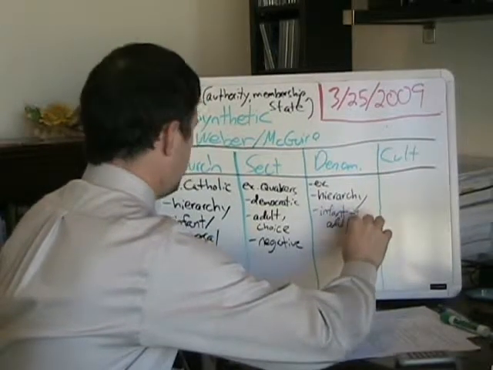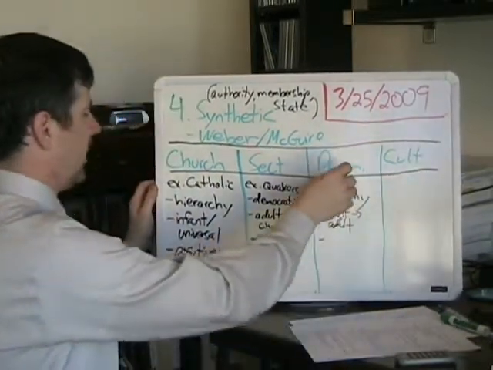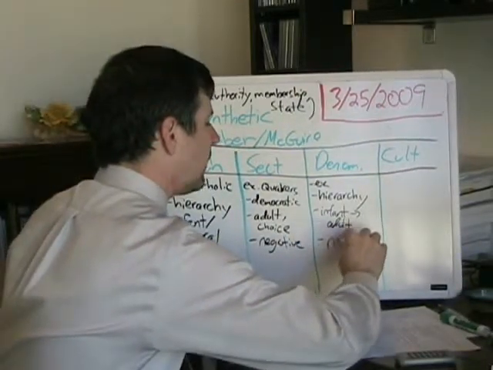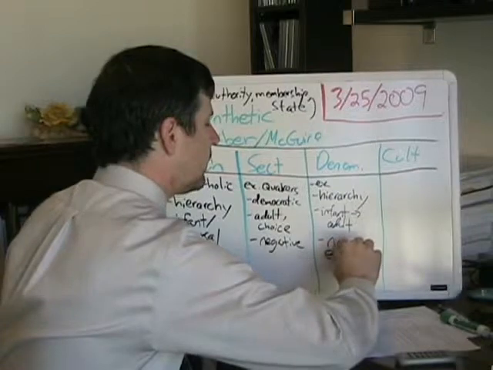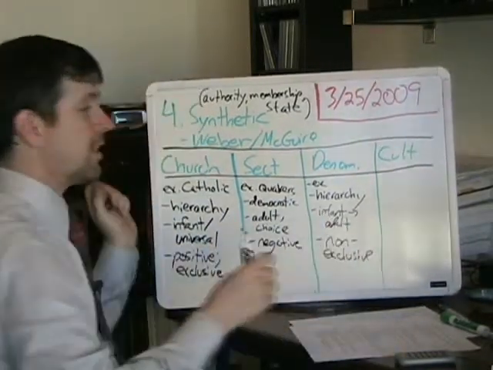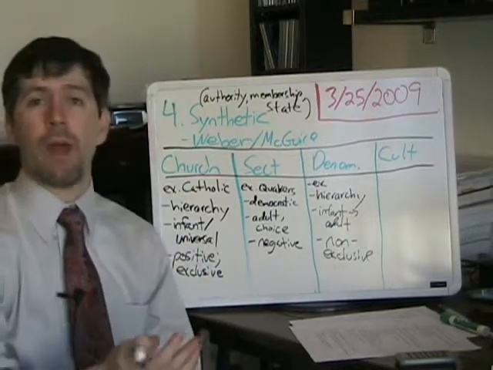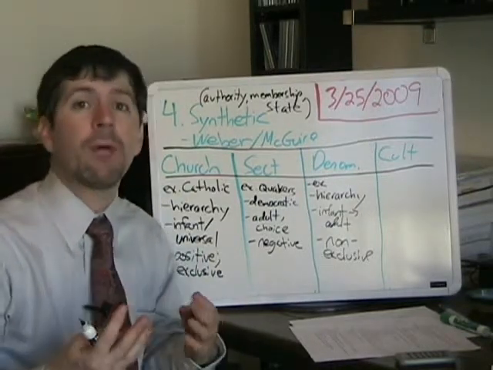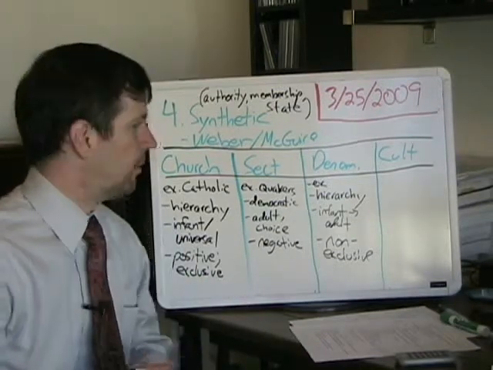And then most importantly, in terms of why this is a denomination instead of a church, is that it's non-exclusive. Denomination religious groups basically assume the continued existence of religious groups all around them. So they don't want to be the only game in town, and they're okay with that, and they're not going to use state authority to try and be that way.